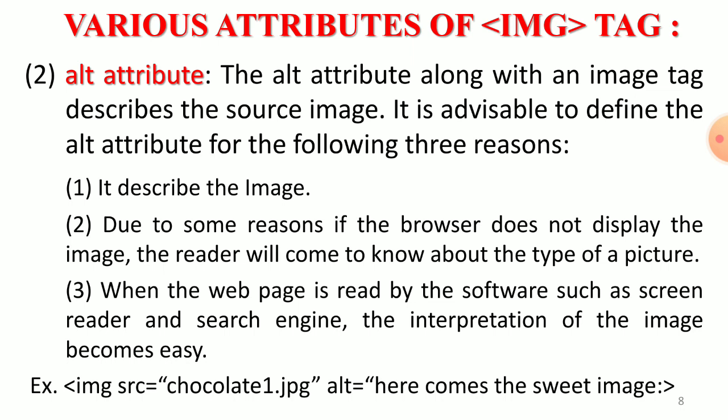And the example is: img src equals chocolate.jpg alt: Here come the sweet images. That means some browsers do not display images, so the text is available. That means the alt attribute is used. Here comes the sweet images.